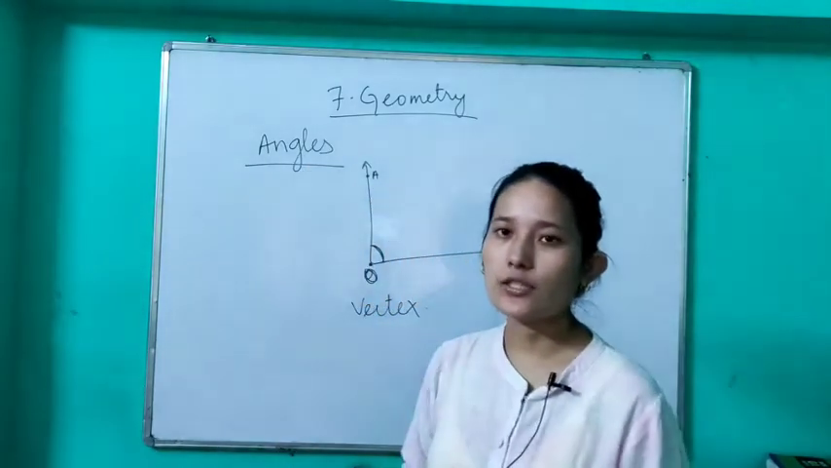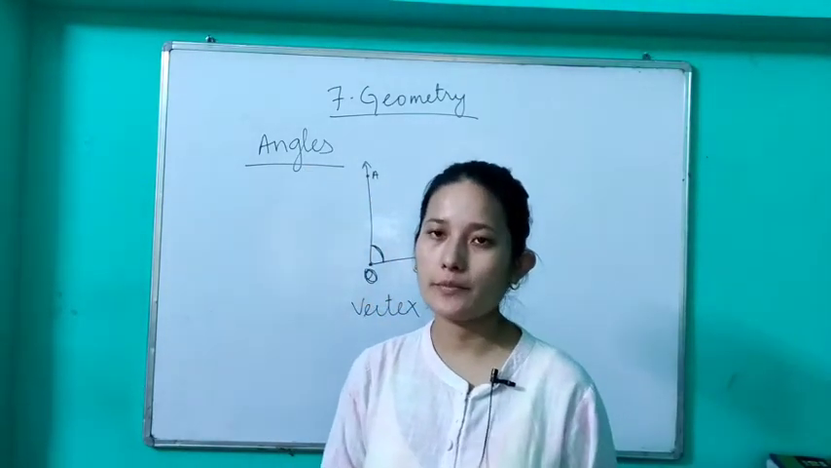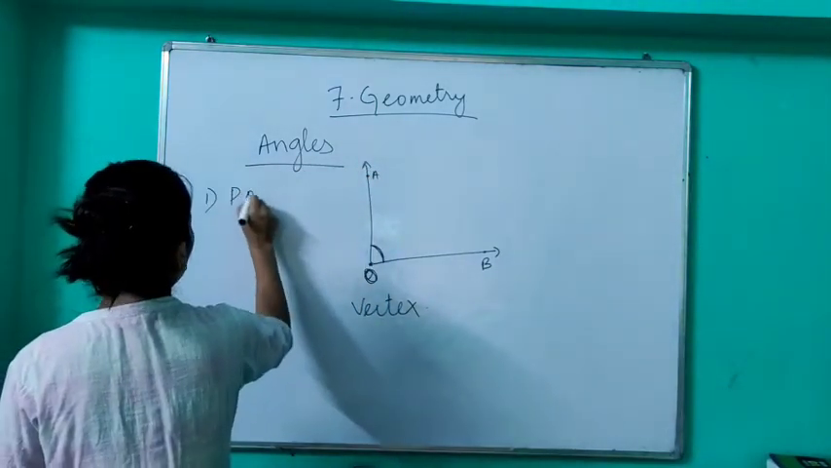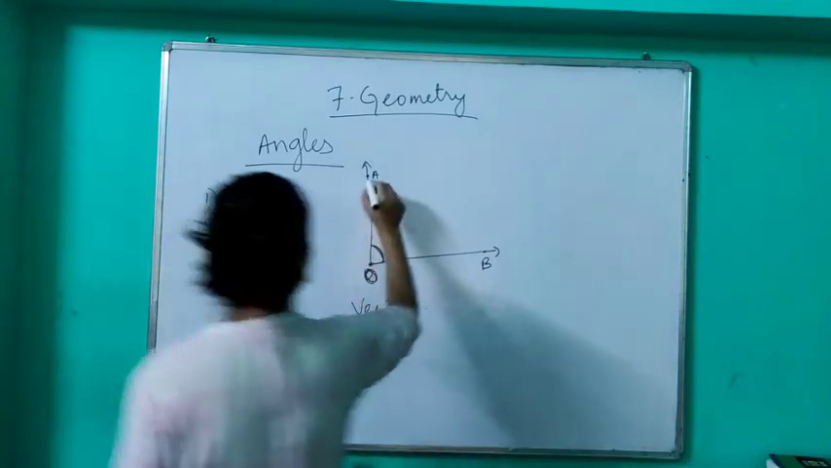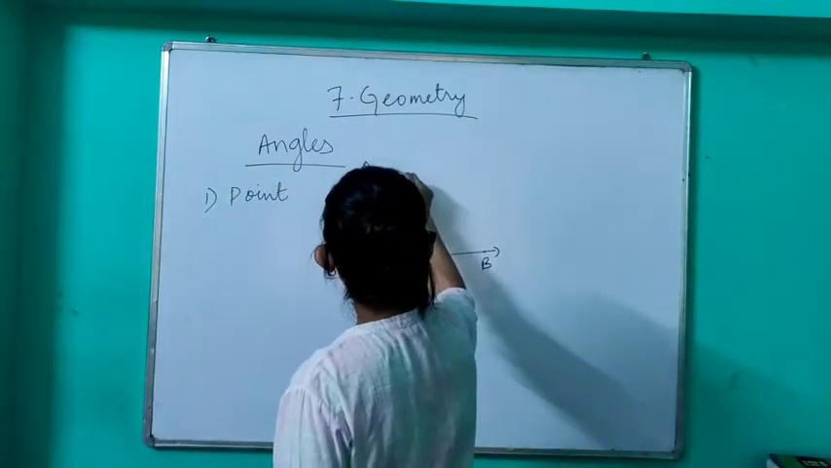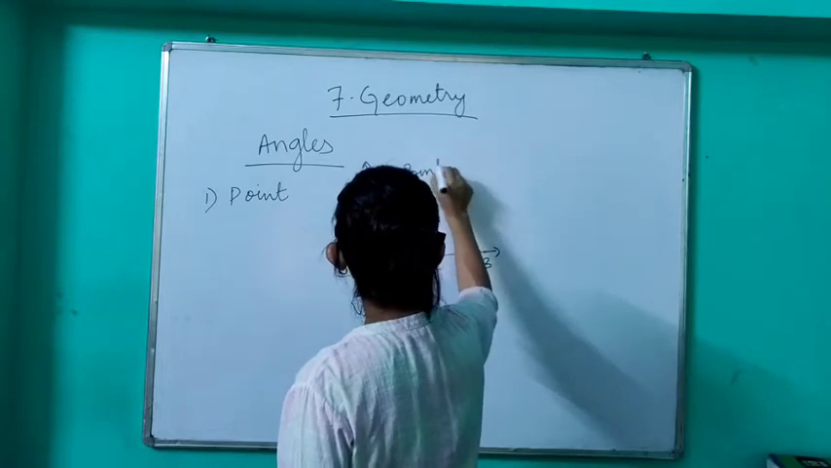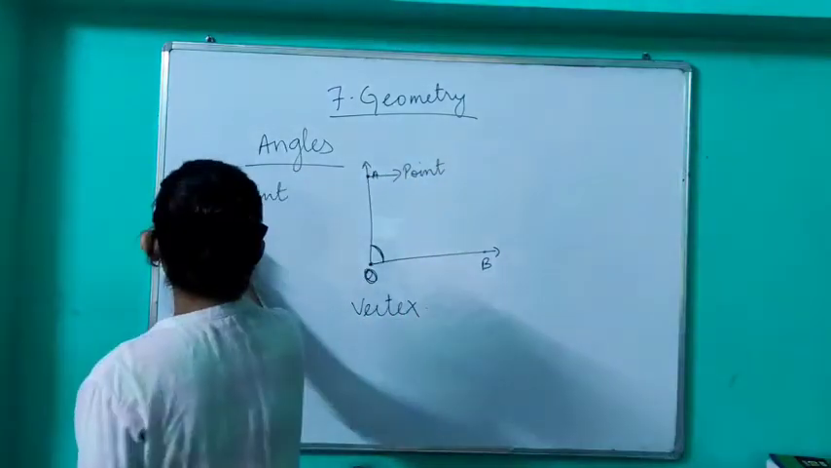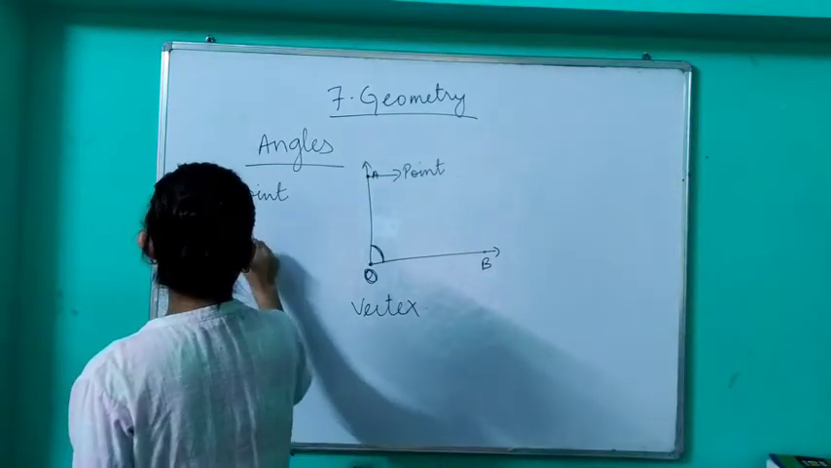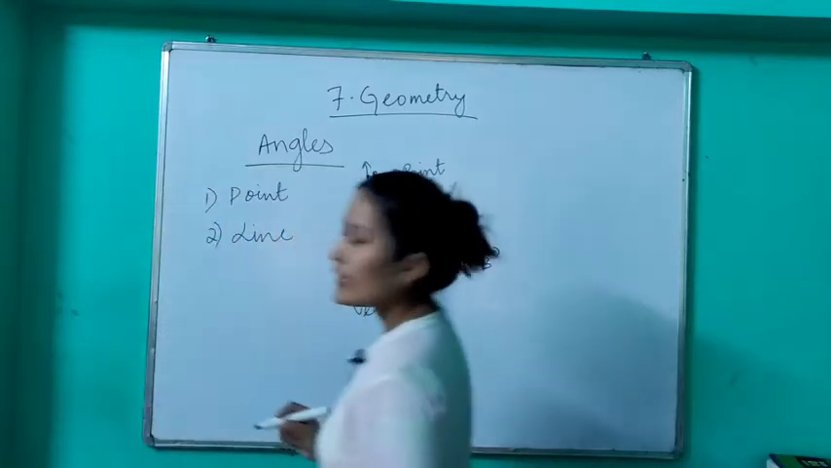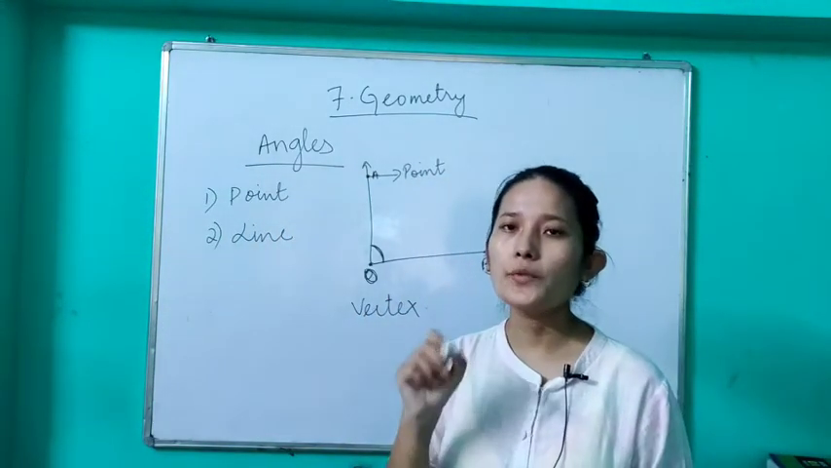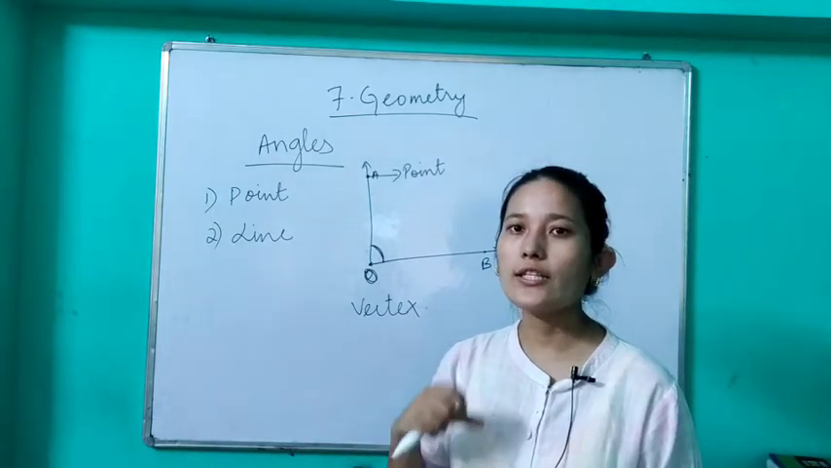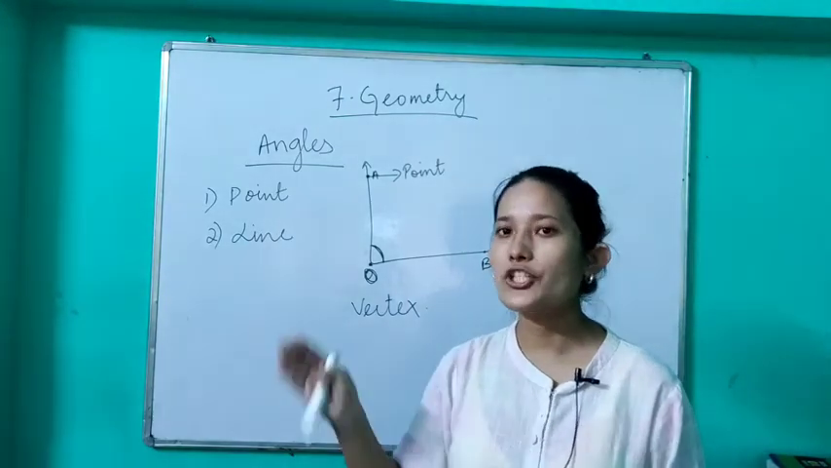Now let us discuss a few of the geometrical terms that are related to angles. So your first one is your point. So here this is referred to as a point. Now your second one is line. Now line is formed when a numerous number of points are joined together and it's indefinite. That means it can continue.